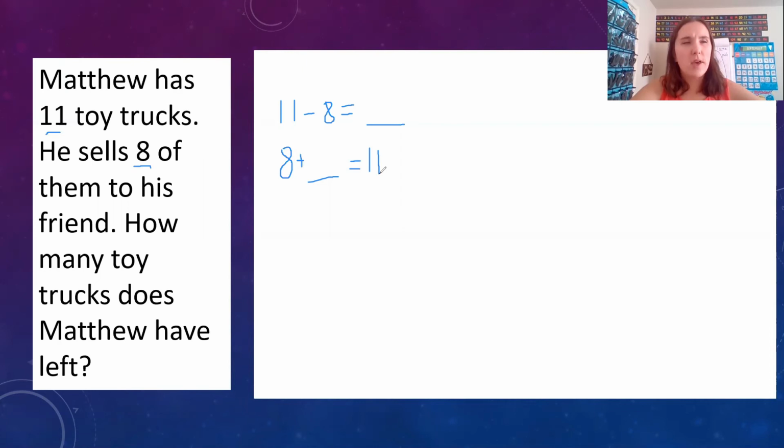So how about that, friends? 8 plus how many more equals 11? If you got to this addition fact, friends, you could even count on to help you. You could say 9, 10, 11. You could count on if you needed to. So 3 more, right? 8 plus 3 equals 11, which means 11 minus 8 equals 3. He will have 3 toy trucks left.